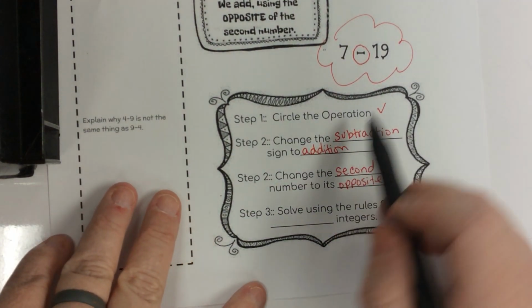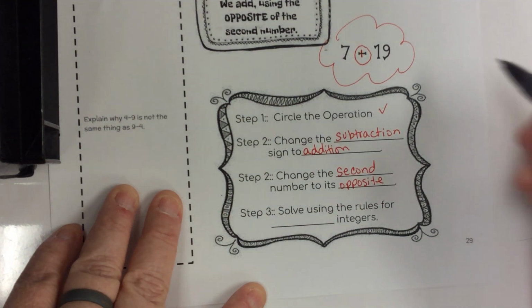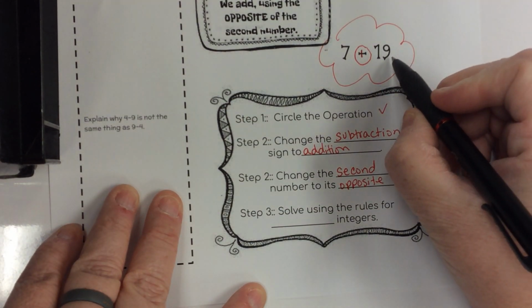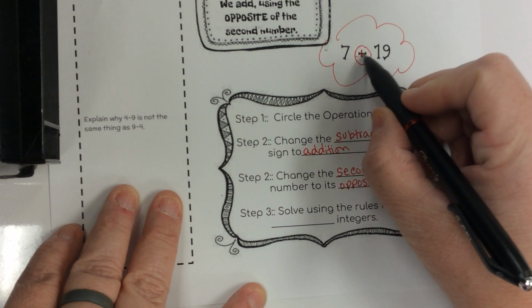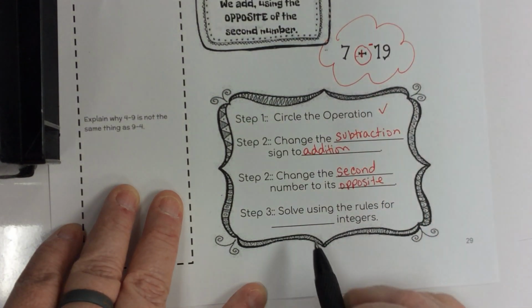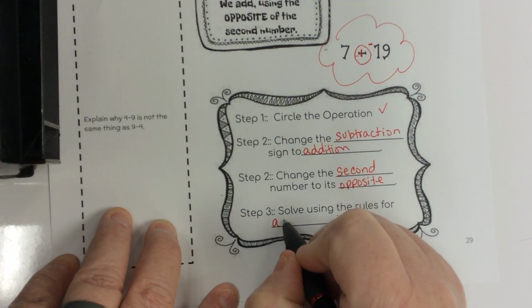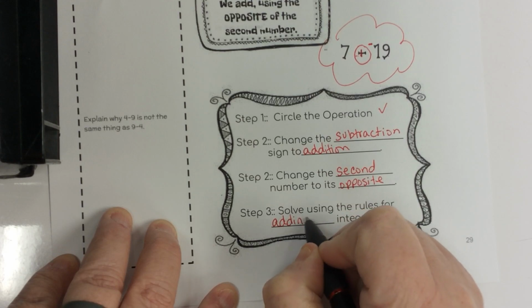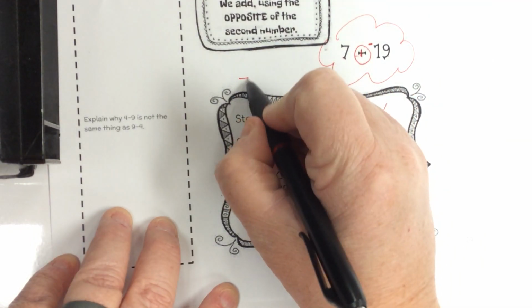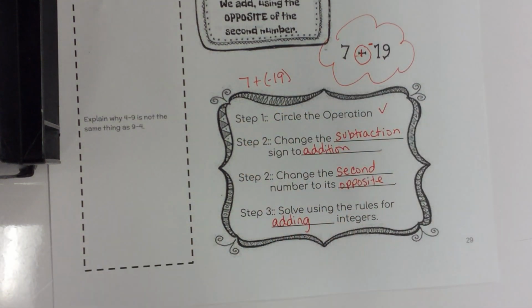Okay, so what I did right here, I'm going to change my subtraction sign to addition. And we do the opposite. This 19 is a positive 19. It's not negative because this sign here represented subtraction. So this is a positive 19. We're going to make it negative. Now we're going to solve using the rules for adding integers. So now I would just solve 7 plus negative 19. And we know how to do that from this week, right? We're adding with opposite signs, so we ignore the signs and subtract.